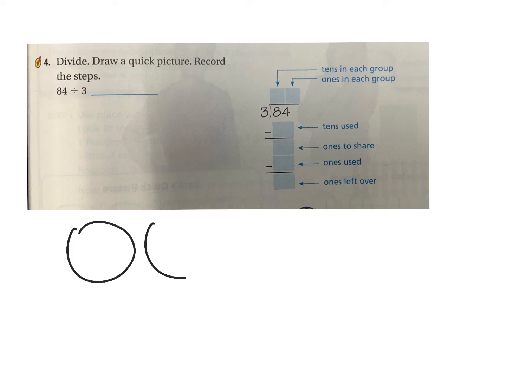1, 2, 3 equal pieces. And then I've got 84 that I want to model. That's 8 tens and 4 ones. 1, 2, 3, 4, 5, 6, 7, 8 tens, and 1, 2, 3, 4 ones. Okay, 84 split into 3 equal pieces.